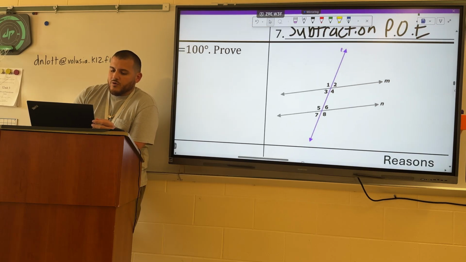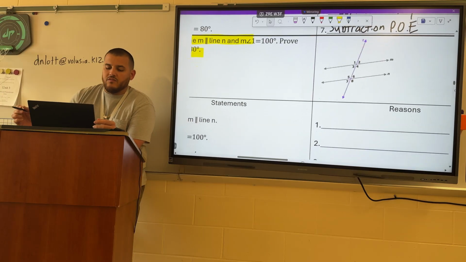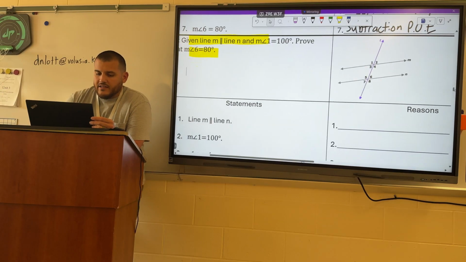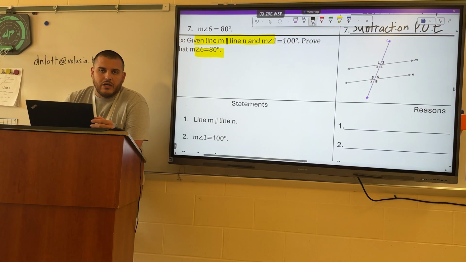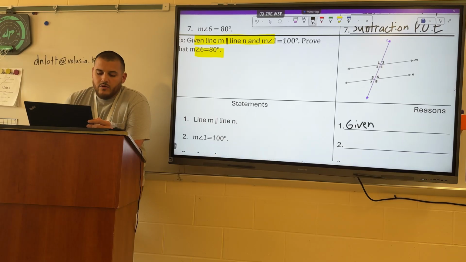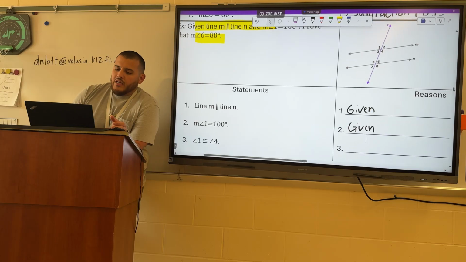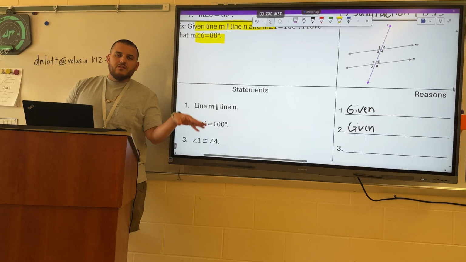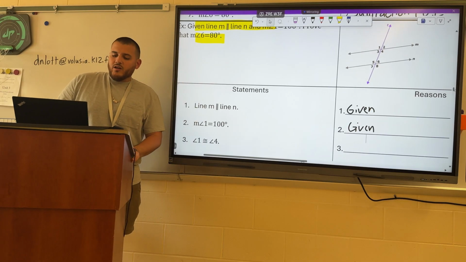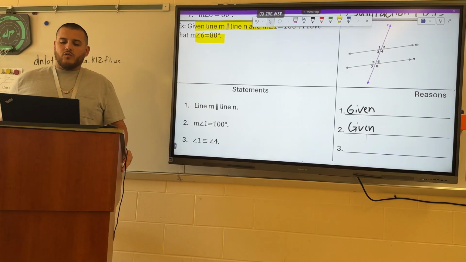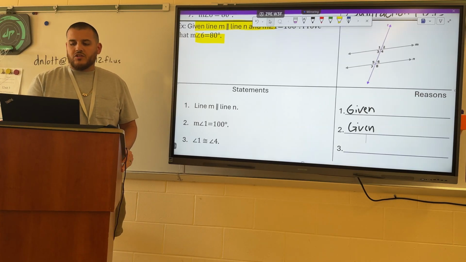But as always, our proof is starting the same way, that given information has to come first. We know that line M is parallel to line L because it's given information. We know the measure of angle 1 is 100 degrees because it is given information. And now our third statement is where we differ from this proof and the last one. This says angle 1 is congruent to angle 4. Let's look at our figure and see why that's true.